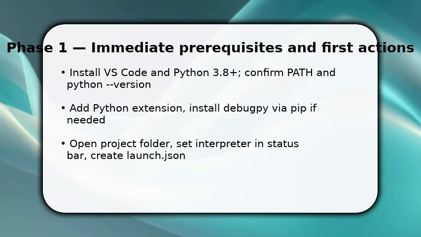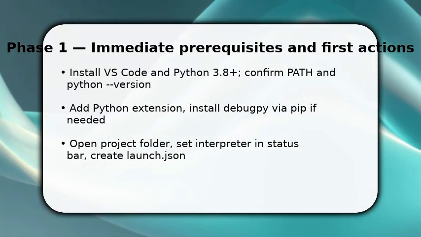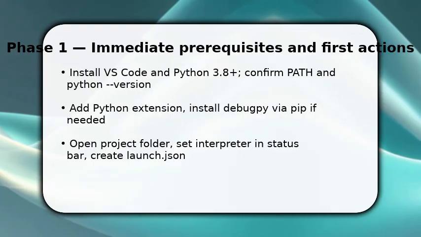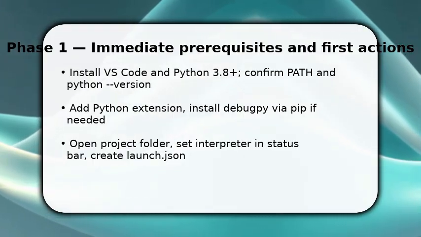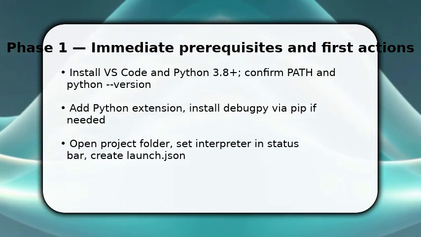Next, open your project folder and initialize a launch.json using the run view, choose Python, current file, or a Flask/Django option. This initial setup prevents path mismatches later and ensures the debugger can find your source and virtual env libraries.